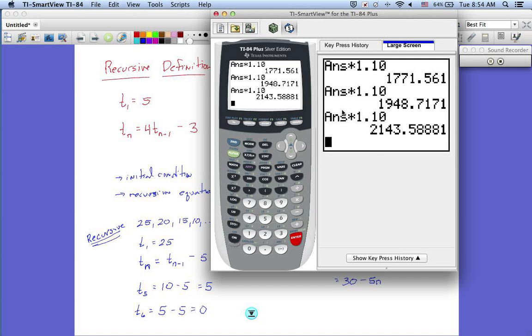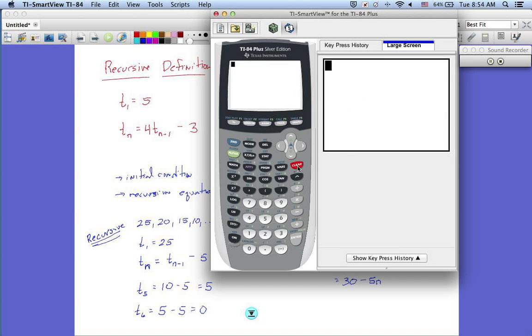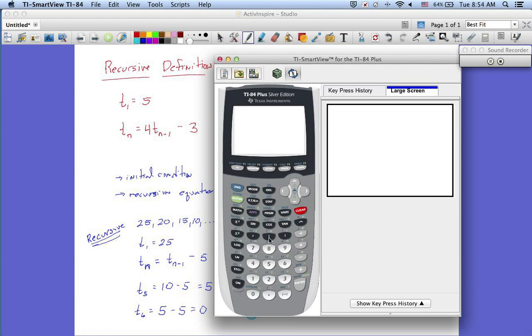And notice it's constantly taking the previous answer and multiplying by the next thing. So this is a geometric recursive formula because we're taking the previous thing and multiplying it. Arithmetically, let's look at this first example I did right here. So 5 is my first term. Enter. And now I'm going to take 4 times my answer.